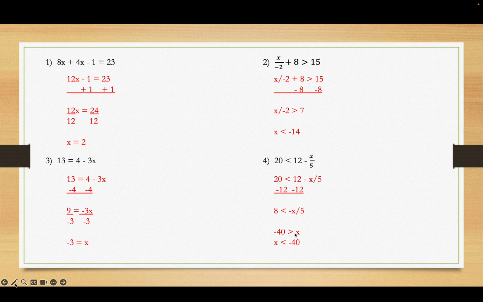But we always want the x on the left. So we move the x to the left. And if it points to the x here, it's got to point to the x here. Negative 40 is greater than x is the same exact statement as x is less than negative 40.